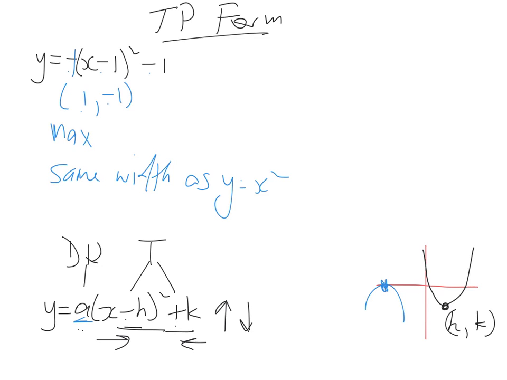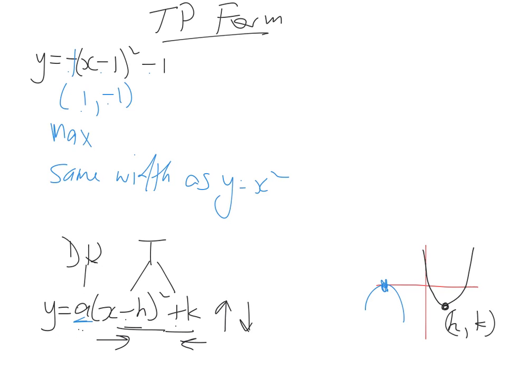Okay, so just to recap. In turning point form, the a controls dilation and reflection. If it's positive, it stays as a smiley. If it's negative, it becomes a frowny. Dilation is the number, so if it's greater than 1, it becomes narrower. If it's less than 1, it becomes wider. This negative tells the graph to go to the right. If it's positive, it tells the graph to go to the left.